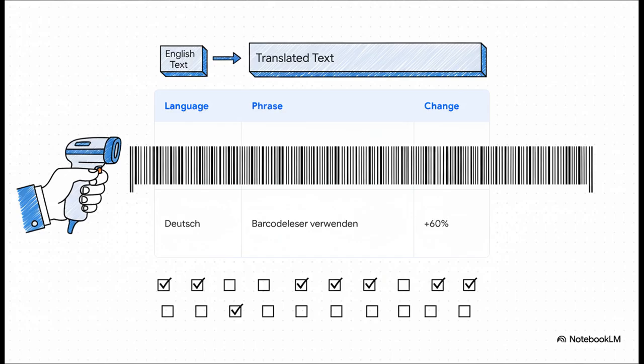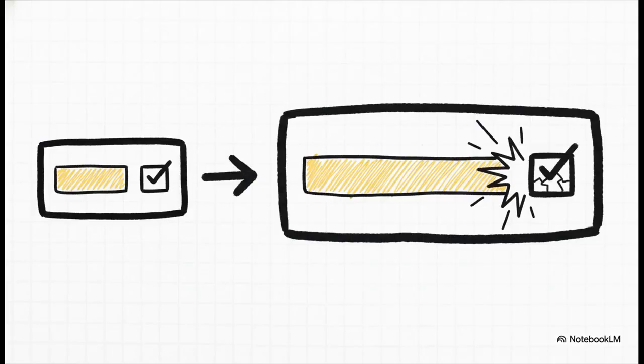When you translate something from English into other languages, the length of the text can just explode. A perfect example, the simple phrase "use barcode" in English becomes "barcode laser verwenden" in German. That's a 60% increase in length, just for two little words. Now, if your checkbox is just sitting over there on the right, you get your first catastrophic failure. We'll call it the overlap. The translated text literally runs right over the box, completely breaking the layout and making the whole thing unusable.